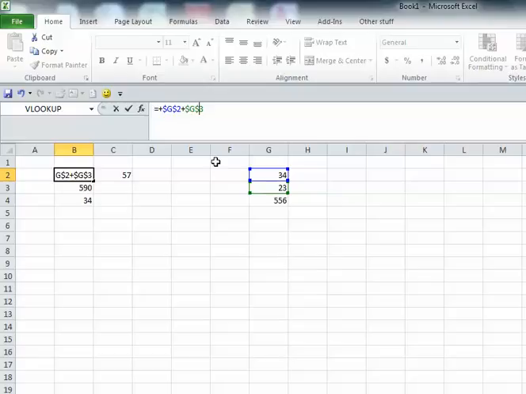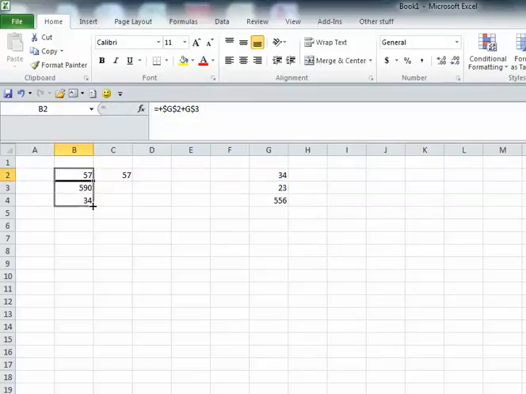Say if we got rid of this G, we pressed enter. So now we have G2 plus G3. If we copy this down, it's always going to be G2 plus G3 because since we're staying in the same column, the column reference isn't changing. But when we do copy it over to the right, here the column reference is changing to H. So that's a basic overview of absolute versus relative reference.